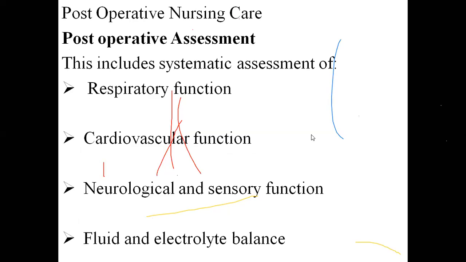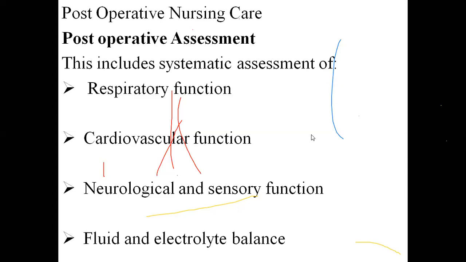Post-operative nursing care. After the surgery, what are those things we do? You do your post-operative assessment, which includes systematic assessment of the patient. You want to assess the respiratory function, because that is paramount. Patient's respiratory rate: you want to know if the breathing is normal, if it's shallow, if it's deep, how many cycles per minute. You have to assess that.